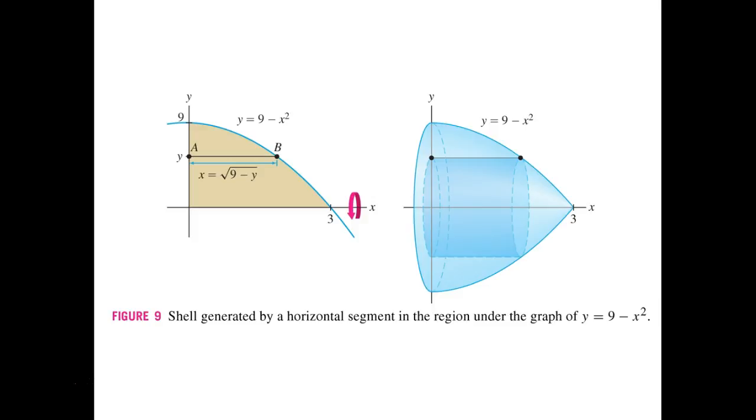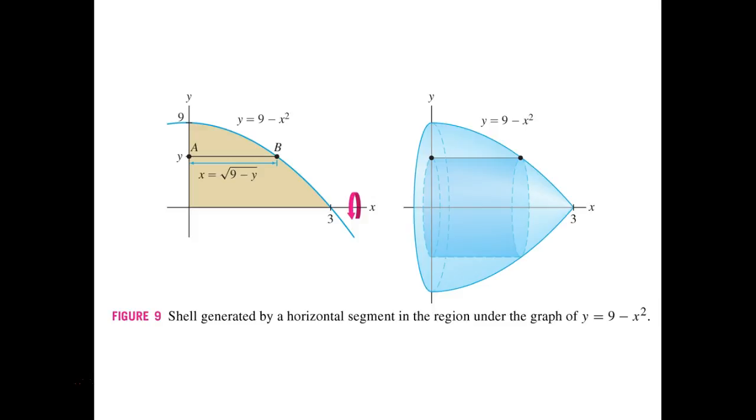Thickness is dx. Integrate that from 0 to 3. Now, I can't remember for sure, but I think we did that back in the last section. That's the easiest way to do this problem. But they're saying use the shell method.